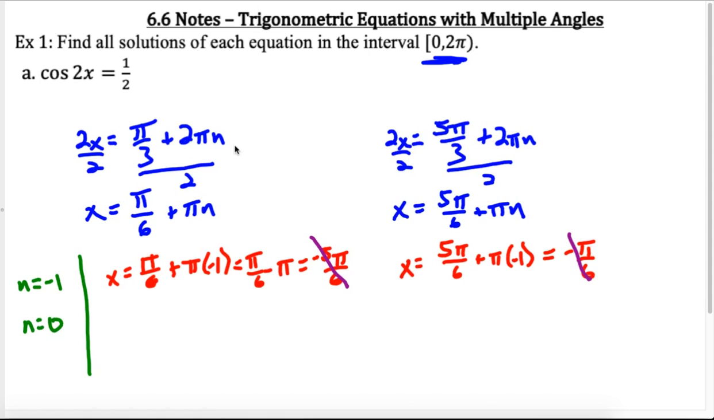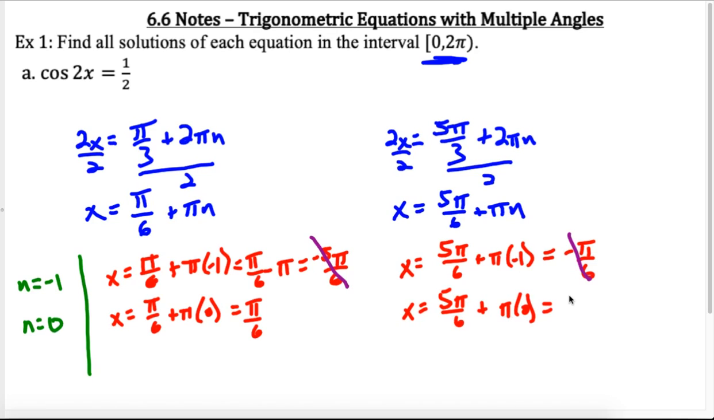N equals 0. If I plug 0 in, I'll have x equals pi over 6 plus pi times 0. Well, that would just be pi over 6. And that is in between 0 and 2 pi. So pi over 6 will be one of my answers. Similarly over here, 5 pi over 6 plus pi times 0 would just be 5 pi over 6. So that is one of my answers as well. Let's move on to our next integer.